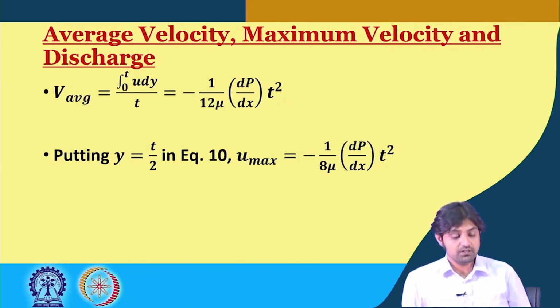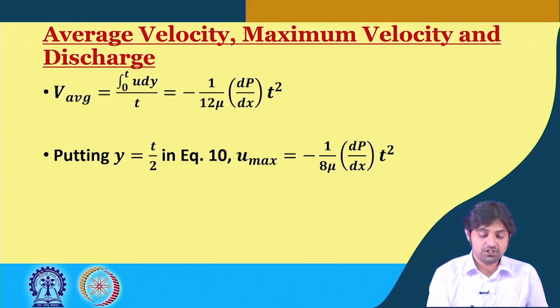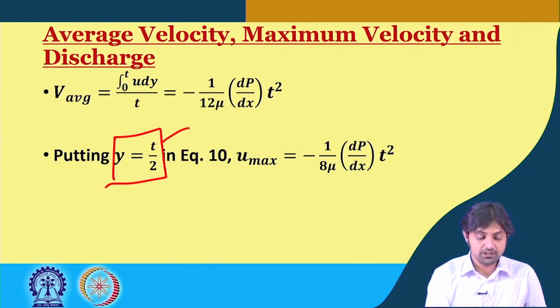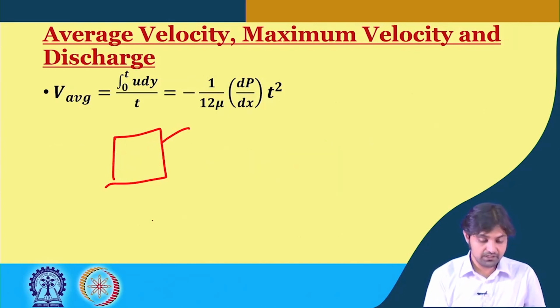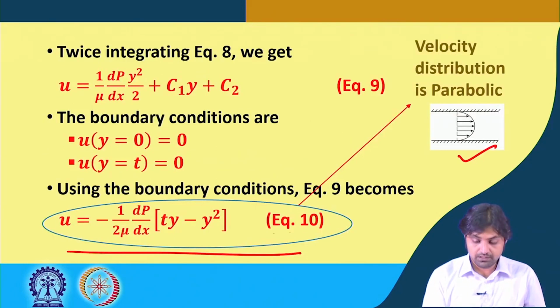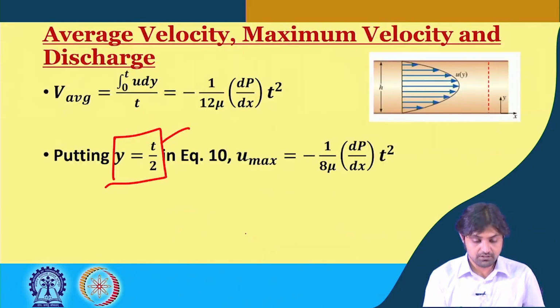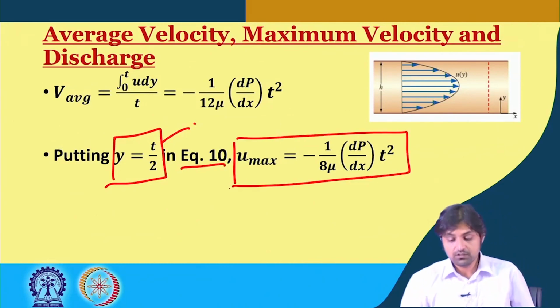Now, you see the velocity profile is parabolic. This means the maximum velocity again is at the center line, which is y is equal to t by 2. If we put y is equal to t by 2 in the equation that we obtained in equation number 10, then we can get u max, which comes out to be minus 1 by 8 mu dP/dx into t square.